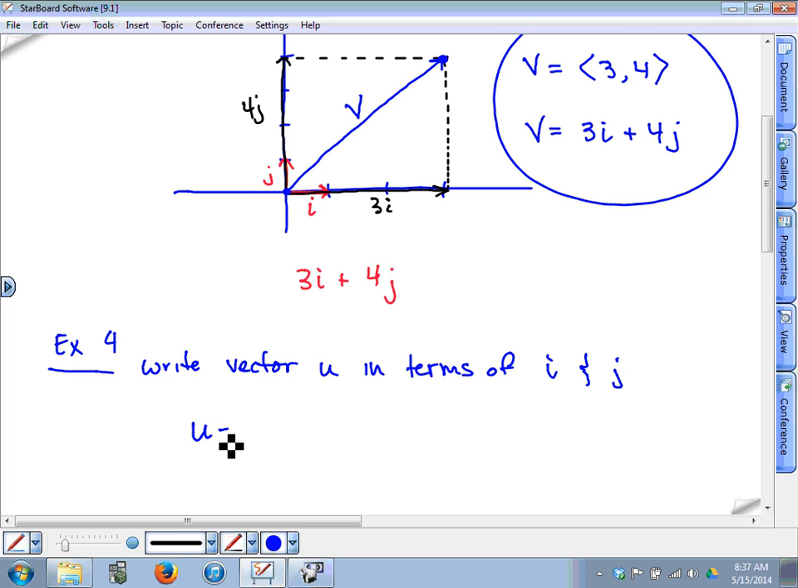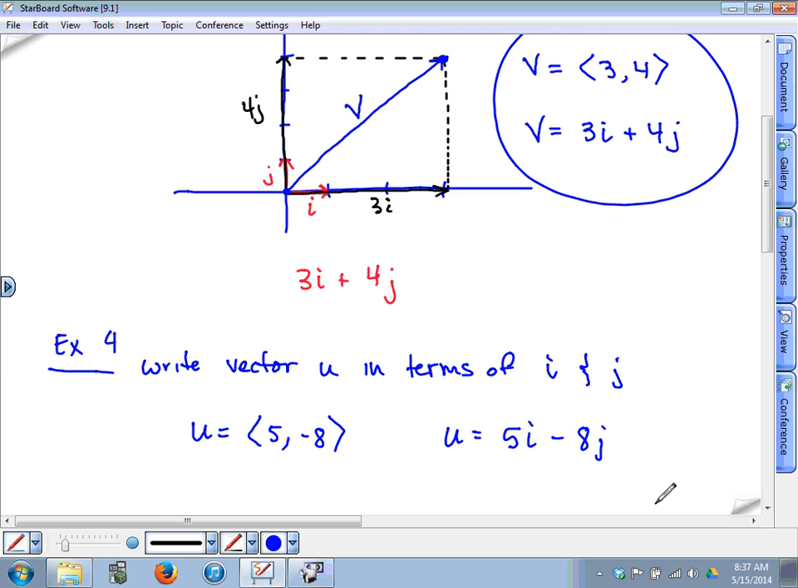So if vector u, it's going to seem easy, but let's just make sure we understand this. If vector u is equal to 5 comma negative 8, then taking a look at what we just did, what would this vector look like in terms of i and j? 5i minus 8j, exactly. So vector u could also be written as 5i minus 8j. It's pretty easy to do.